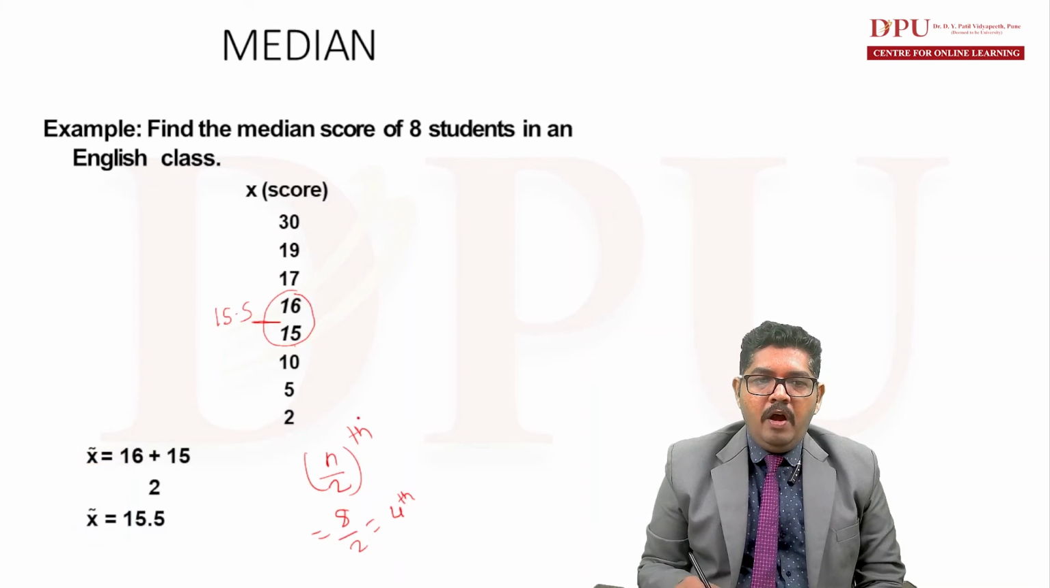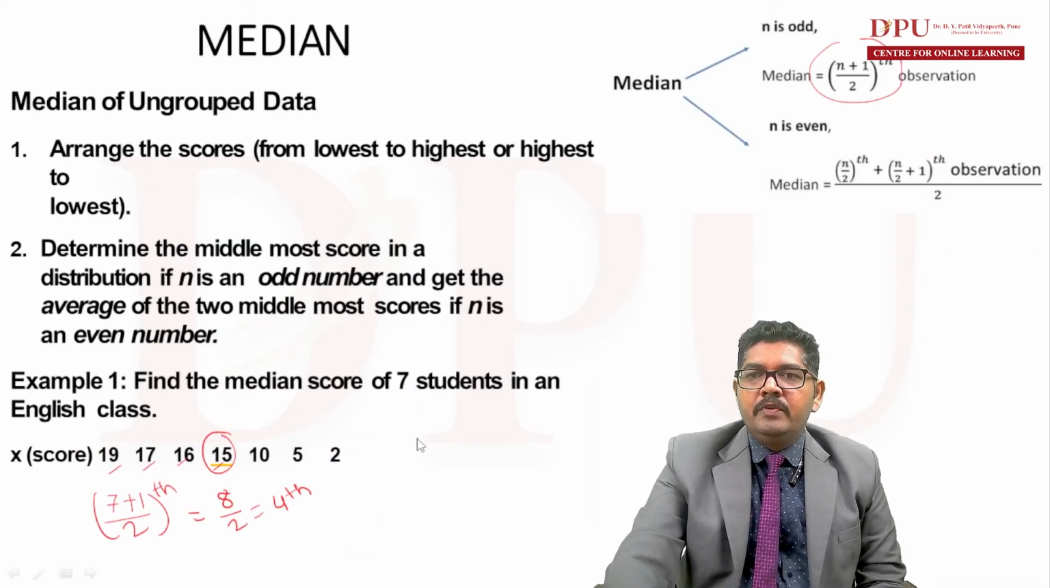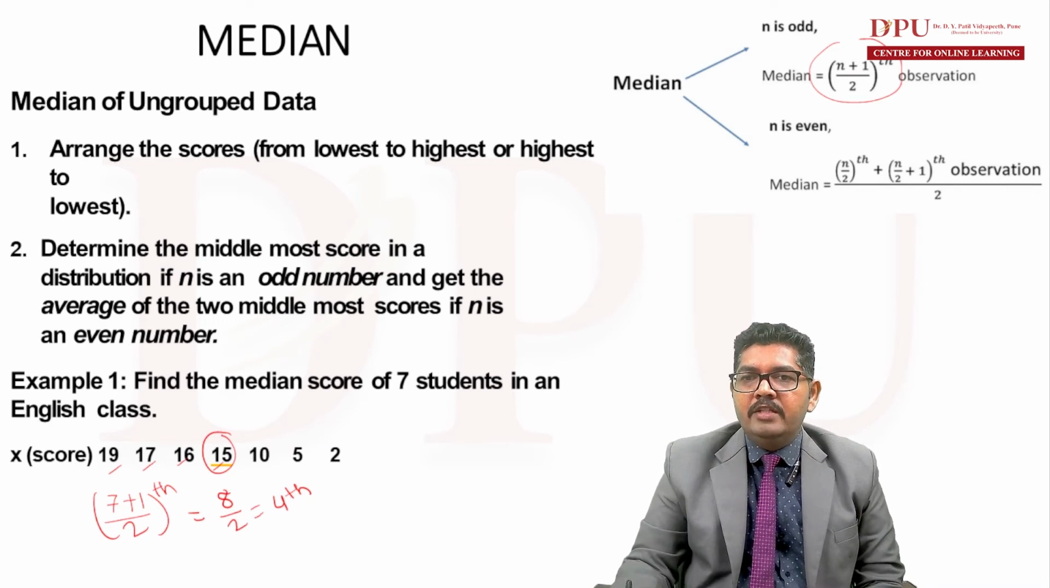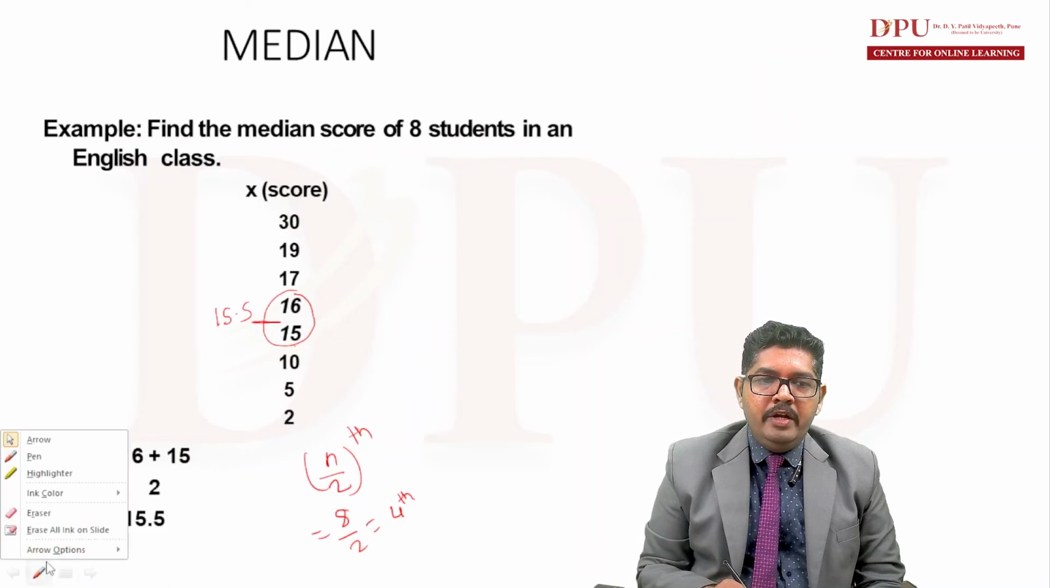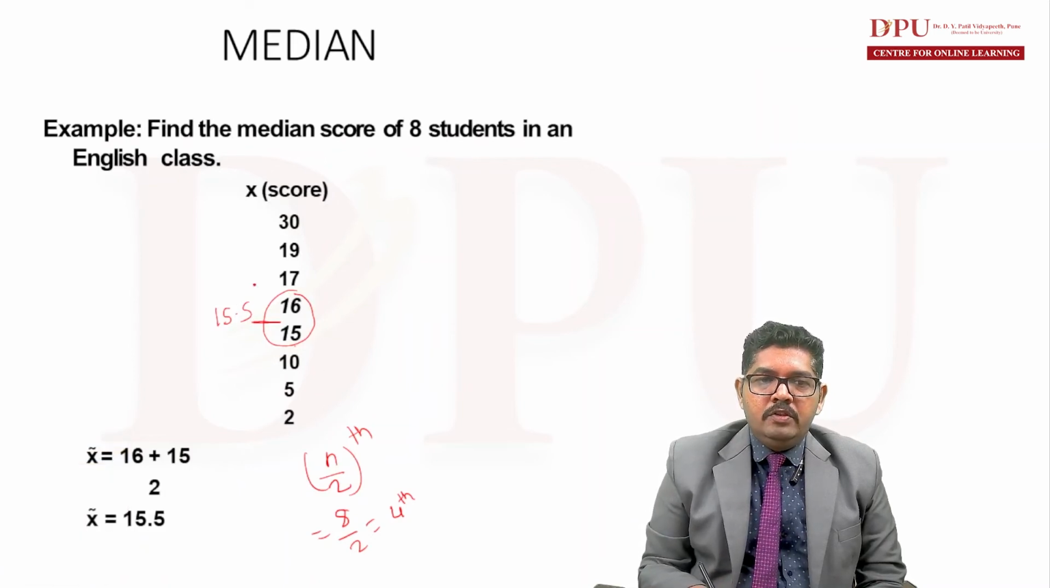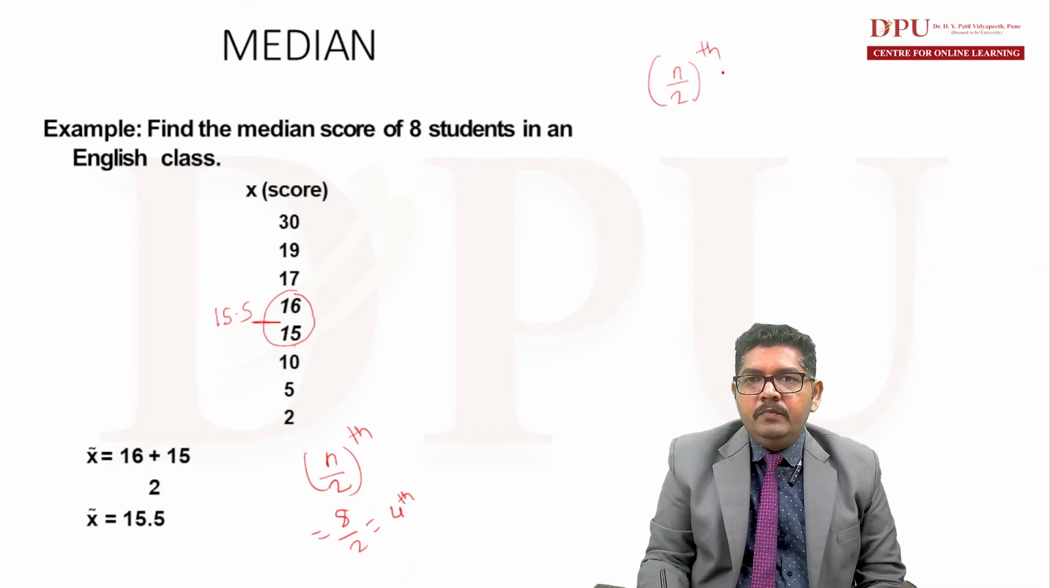And the (n+1)/2th observation, here it is: n/2 plus 1th observation. So what we can do here is take the average of both values: the n/2th observation plus the n/2 plus 1th observation, and average this, right?